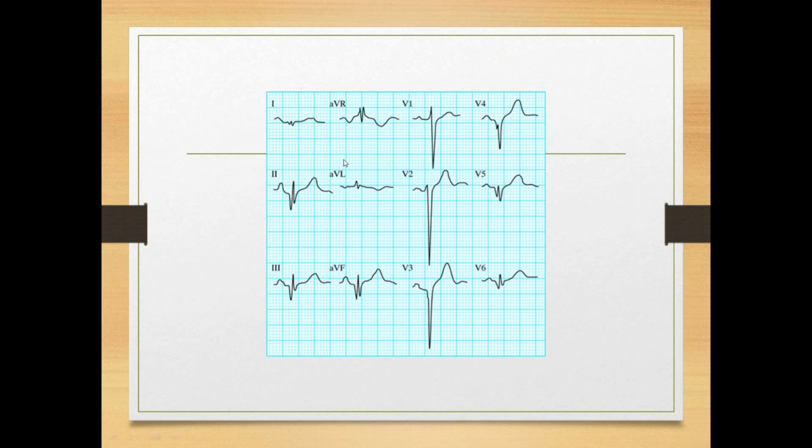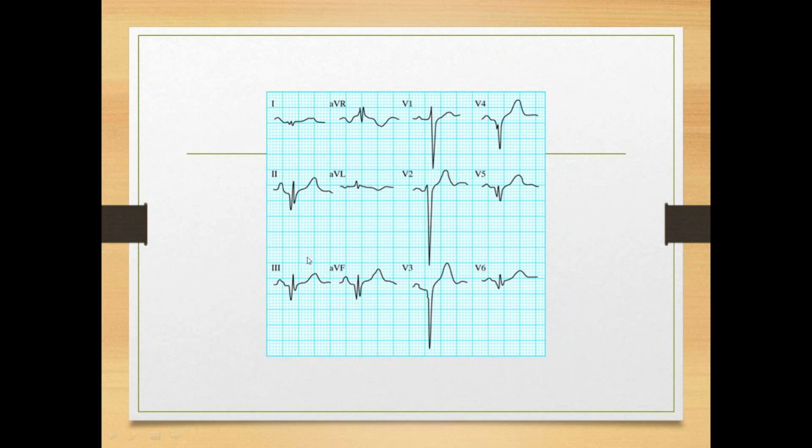You can see the Q waves in this ECG. Lead 2 is showing this deep Q wave. Lead 3 also is showing a Q wave. aVF is also showing a Q wave. So leads 2, 3, aVF suggest the inferior wall of the heart.